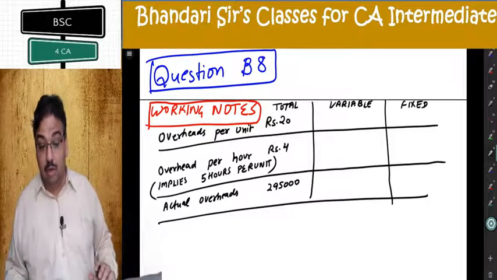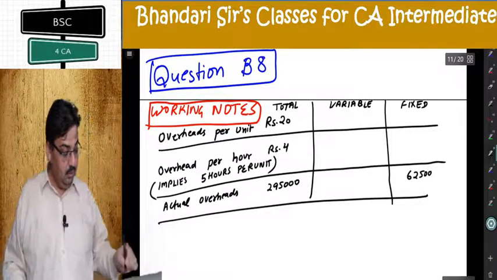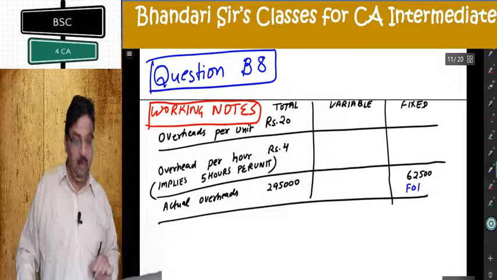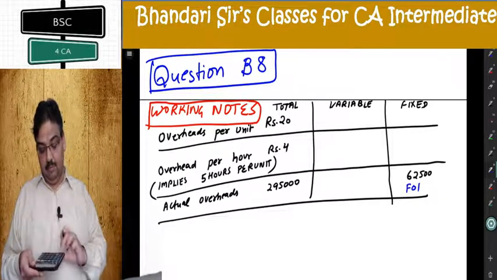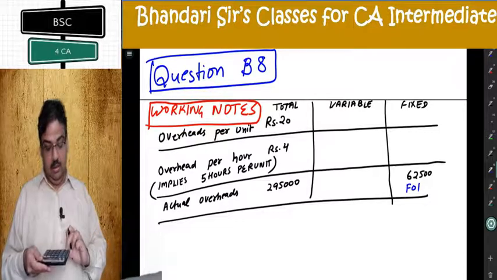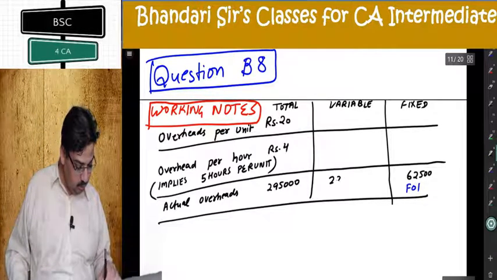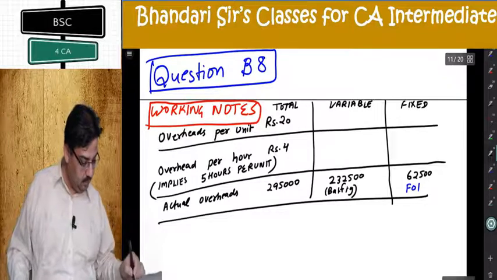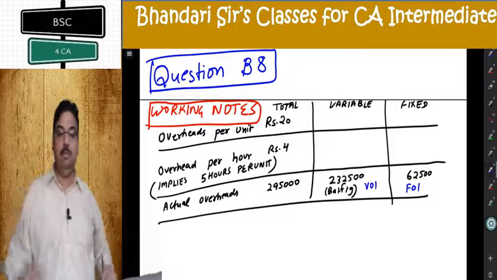Now in the bracket of actual overheads, fixed is directly given, 62,500. The 62,500 easily gives me what? FO1, 62,500 given. Once I subtract 2,95,000 minus 62,500, I'm getting 232,500. This is the balancing figure. This is my VO1. Very simple. I start getting my steps here.